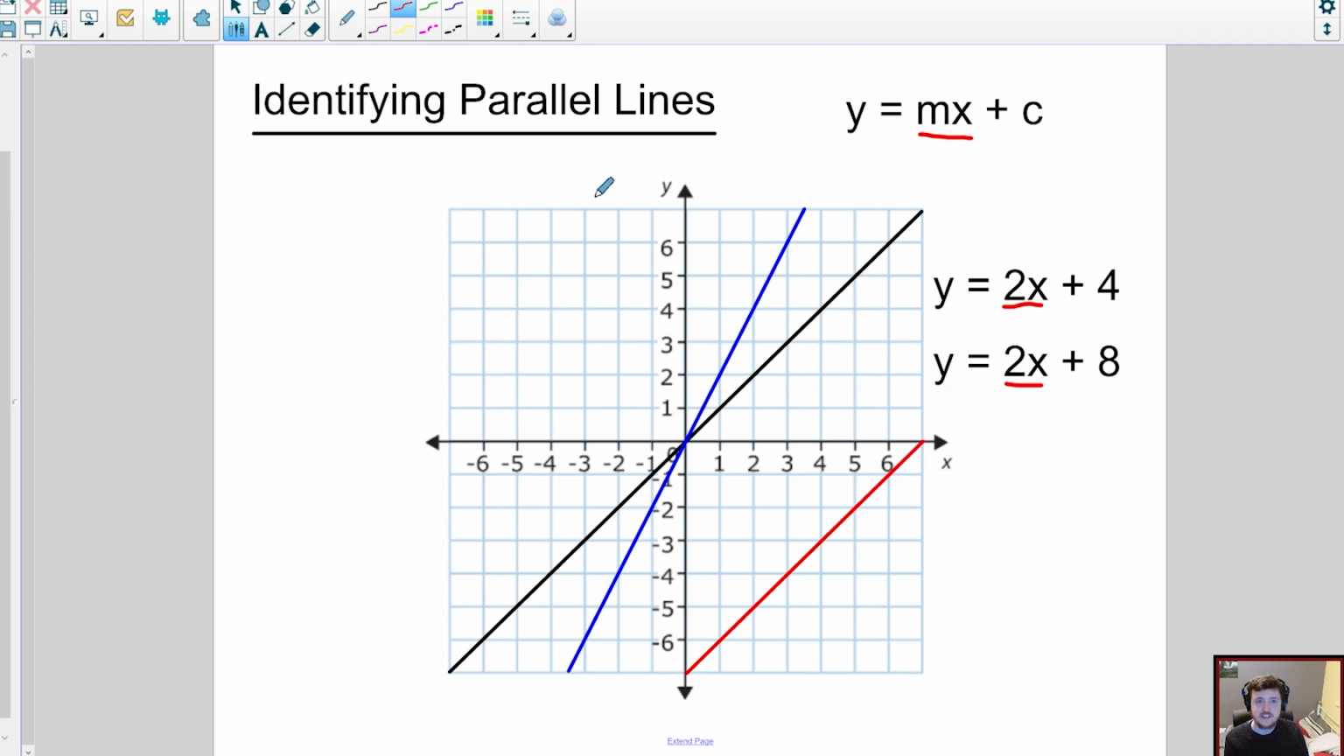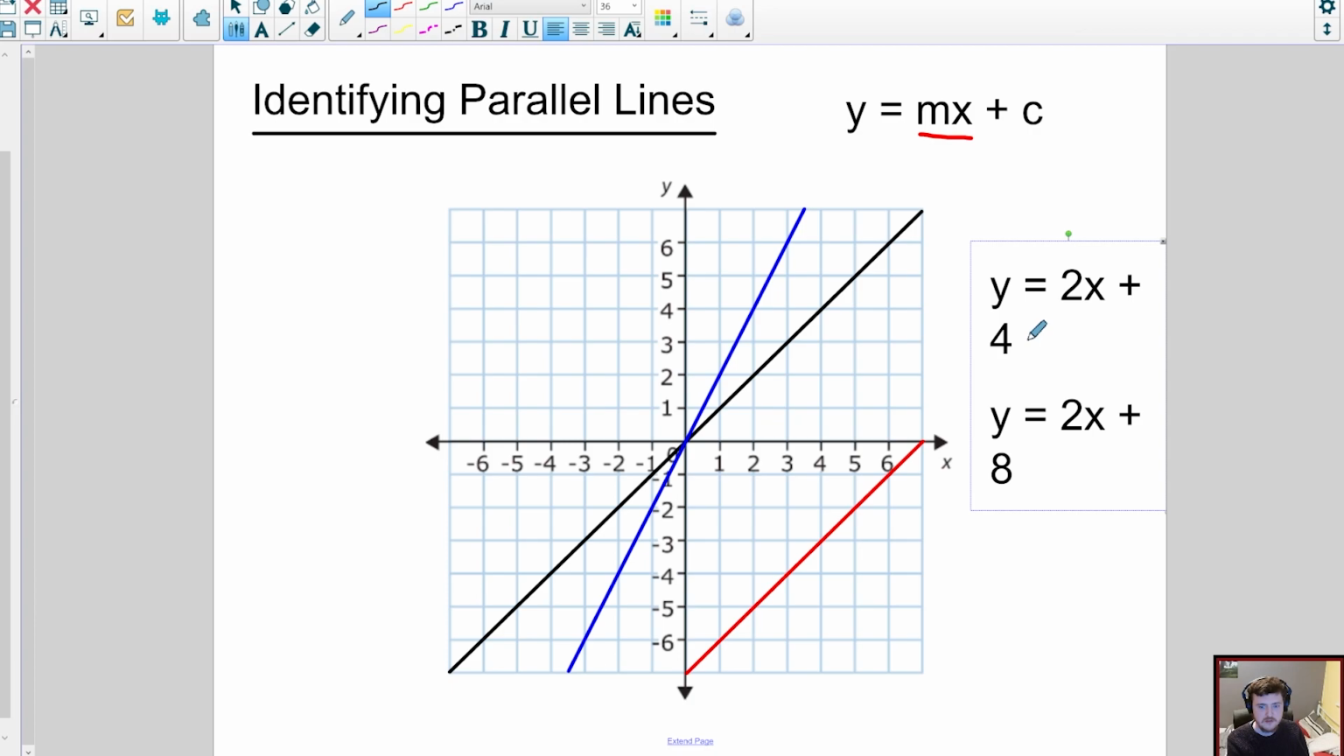So if you get asked to identify whether 2 lines are parallel, look for whether the gradients are the same. And they have to be the same in every way. Just because if this one's minus, for example, they are now not parallel. They would actually be perpendicular. But if they're the same and they both have the same sign in front of them, then they are parallel.